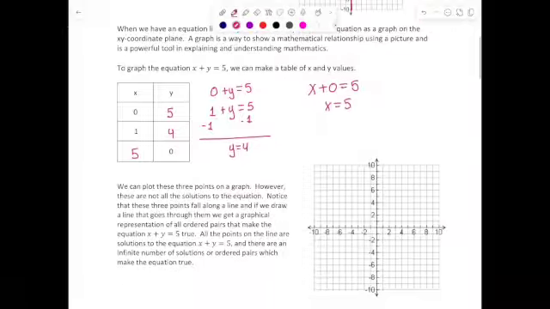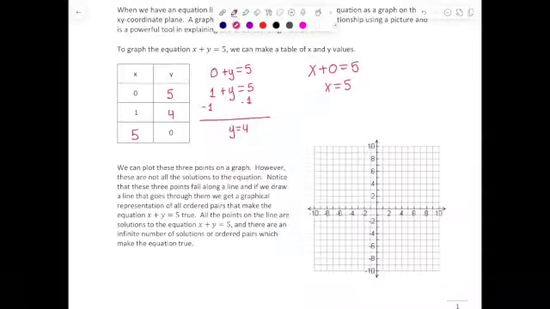Okay, so these points are some values, right? However, these are not all the solutions to the equation. They're not all the solutions, but they're some solutions.